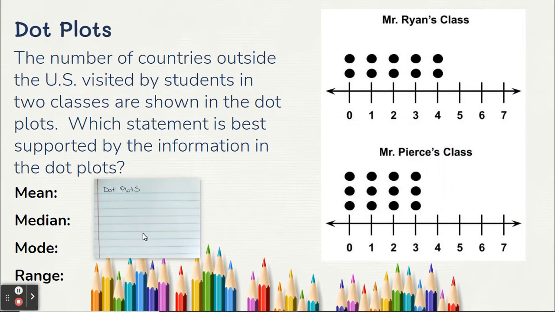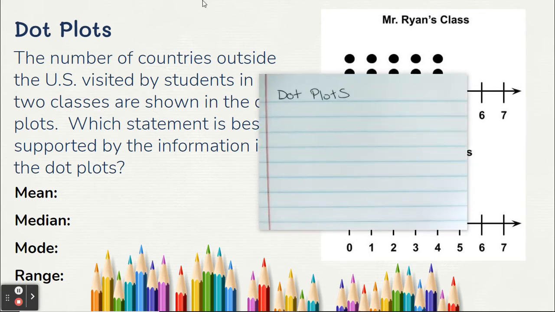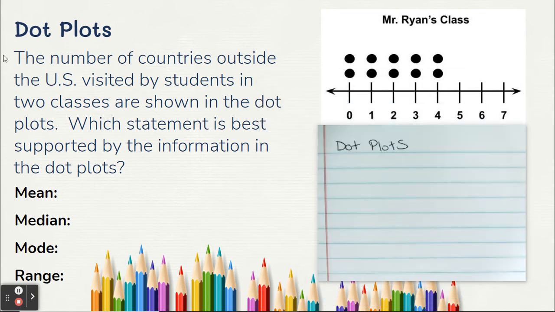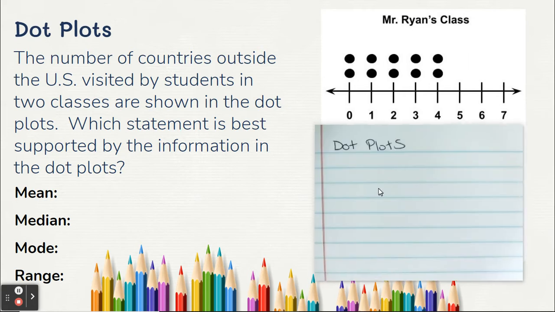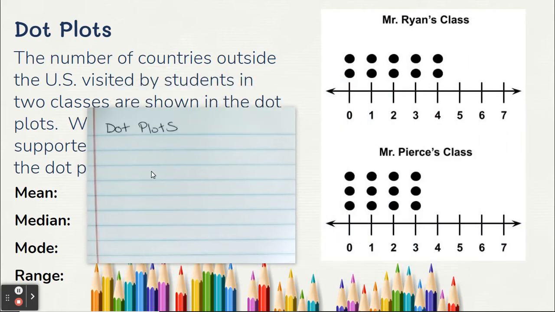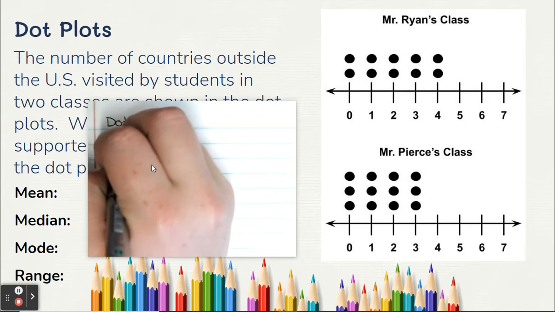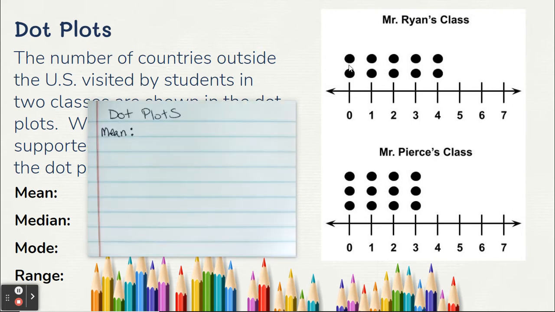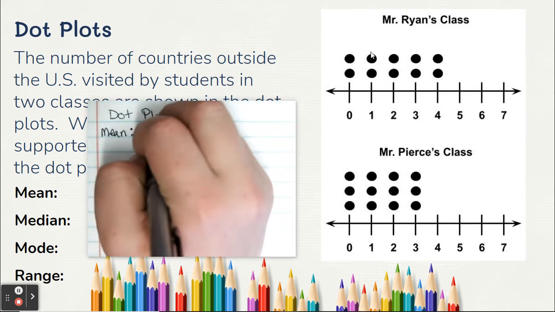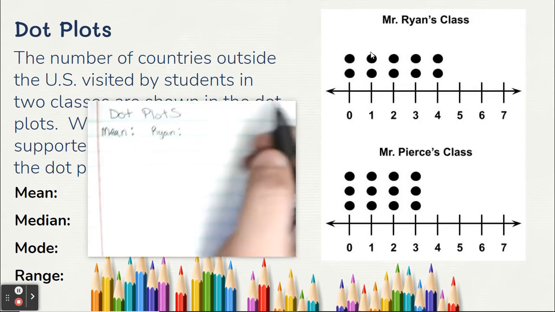On this one, we're going to be finding the mean, median, mode, and range. The problem says the number of countries outside the US visited by students in two classes are shown in the dot plots. Which statement is best supported by the information in the dot plots? We're going to find the mean first. On the first one, for Mr. Ryan's class, we're going to add all these together.